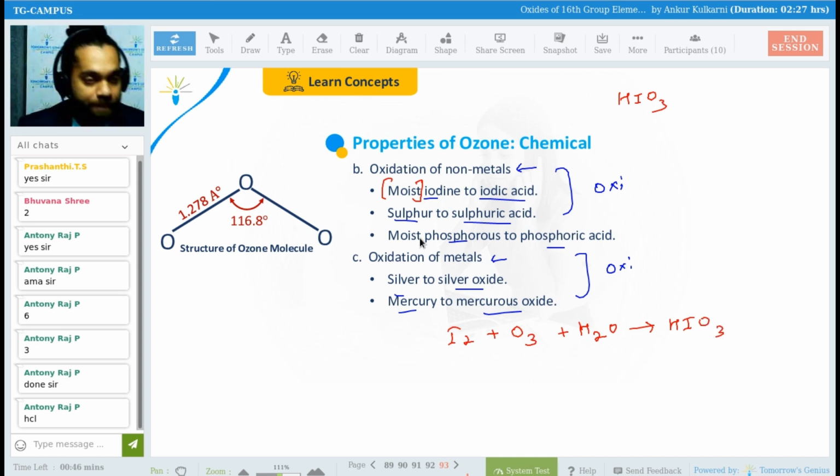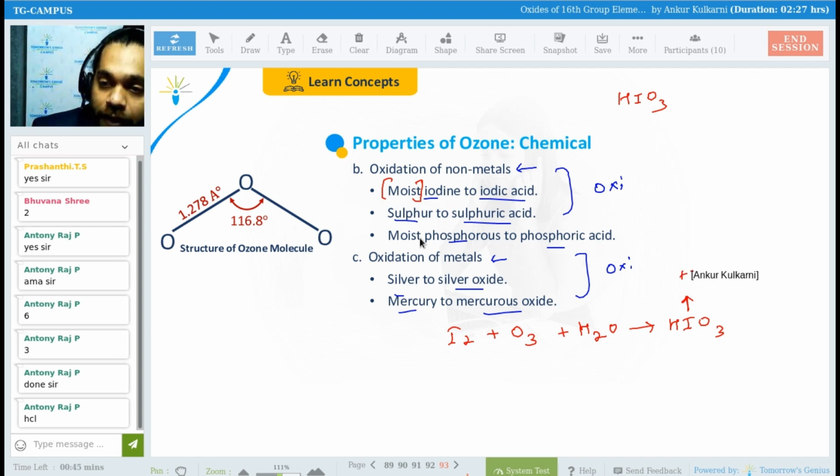Are you getting it, everyone? What is the oxidation state of iodine over here? Can anyone tell me? What is the oxidation state of iodine in iodic acid, HIO3? Come on, find out the oxidation state of iodine in iodic acid.